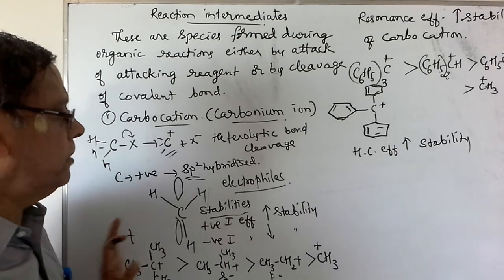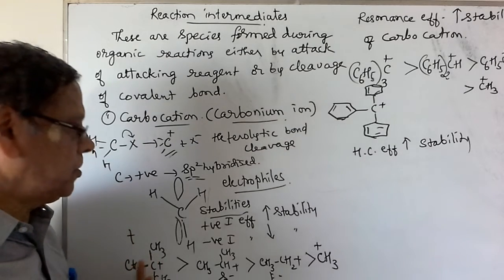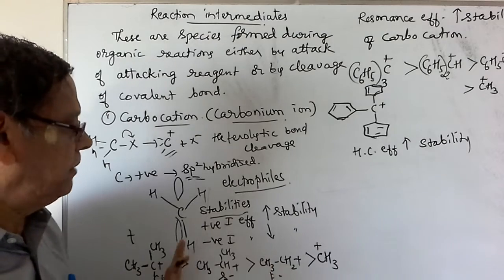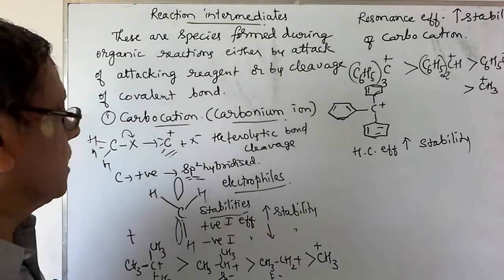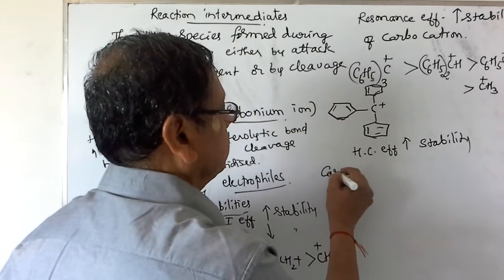So among the various types of hyperconjugation, resonance or inductive effect, they will increase the stability of the carbocations. Let us take the second one, carbanion.